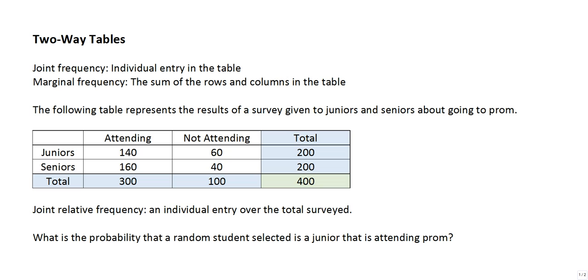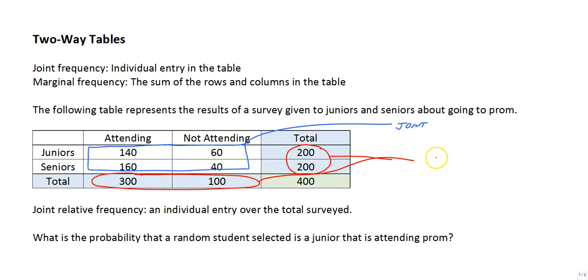So in this, these will be our joint frequencies, any one of those four. So just the individual category. So those are our joint frequencies. Our marginal frequency would be the totals of students attending or not attending, or juniors or seniors. Those will be our marginal. And then the last thing we have is the absolute total number of students, or the total that were surveyed.